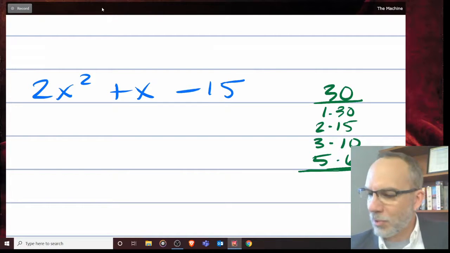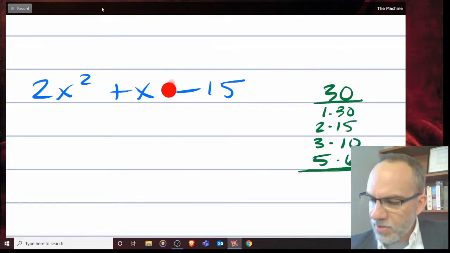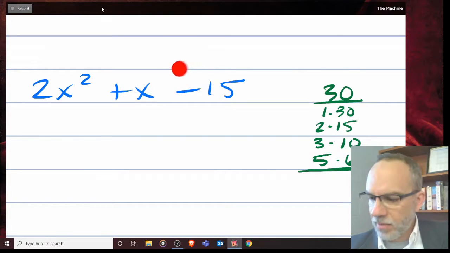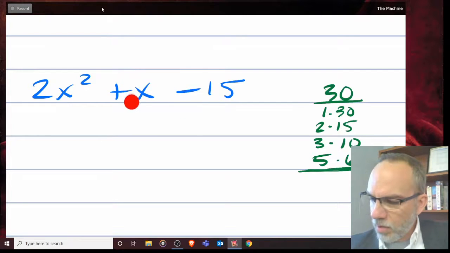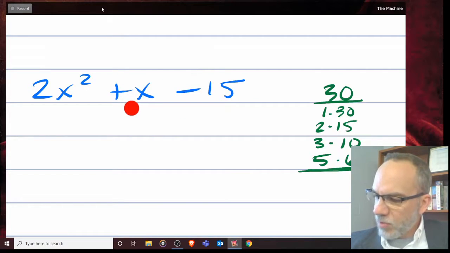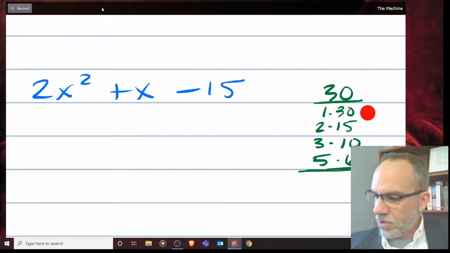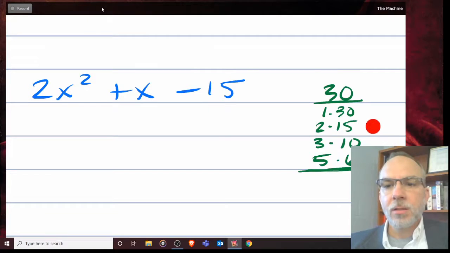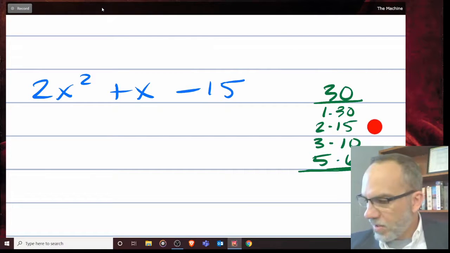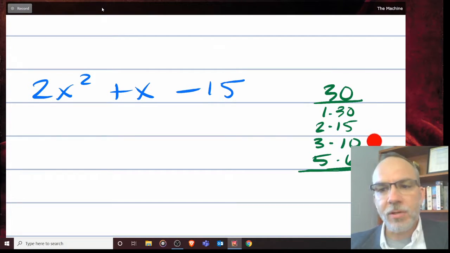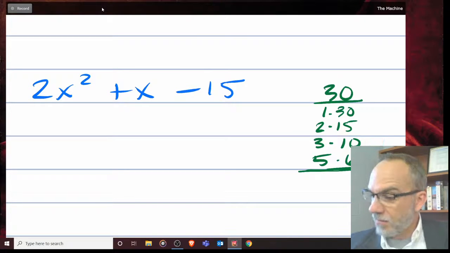Now, here's what I'm going to do. I'm going to pick a pair that when I subtract them, see that minus sign on the c term right there, that subtraction, which ones, when I subtract them, give me the number that sits right here, the number 1? Is the difference between 1 and 30 1? No. Is the difference between 2 and 15 1? No, it would be 13. What's the difference between 3 and 10? That would be 7, so it's not that pair. Look, it's the 5 and the 6.